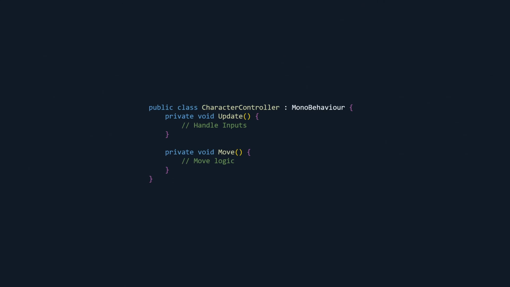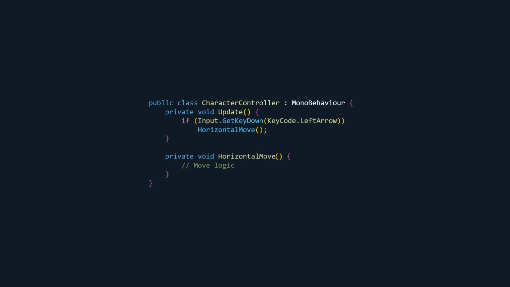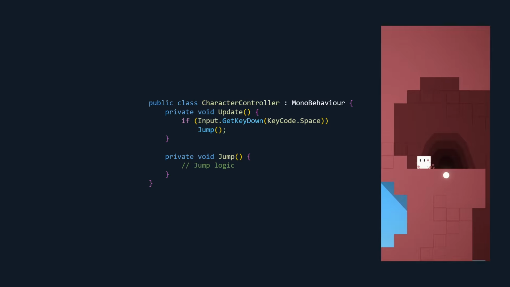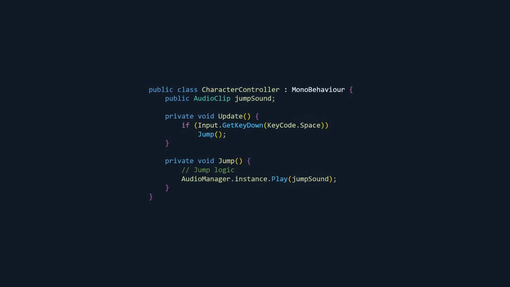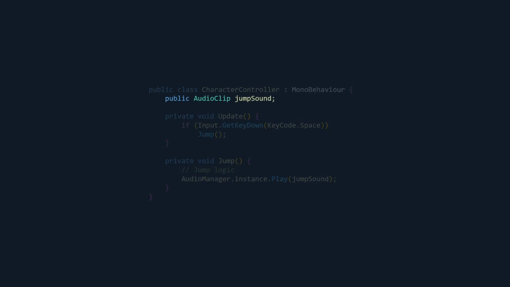Let's say you have a character controller. As the name suggests, it's where you put the logic of controlling the character. Left arrow moves to the right, spacebar for jumping, you get the idea. Now you realize that it would be good to add some sound effects, and maybe spawn some particles when jumping. No problem, says the naive game dev. I already have an audio manager singleton, I'll just add a reference to an audio clip.